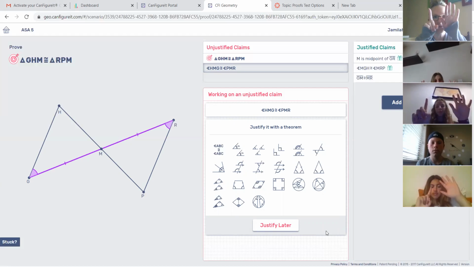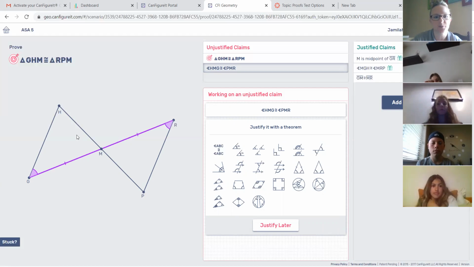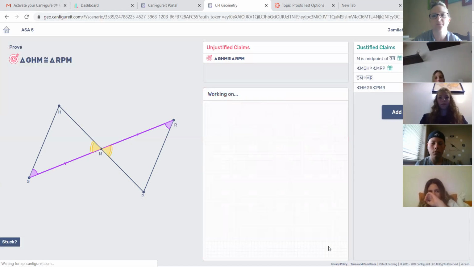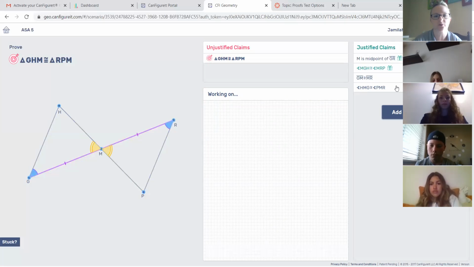Do you see how this picture right here, that X with the two angles, is just like this one? Okay, so it says HMG and PMR are vertical angles, so they must be congruent, and we submit it. And now it's chilling over here in the justified claims. The justified claims on the right-hand side are all the things that I can use to now create a proof.